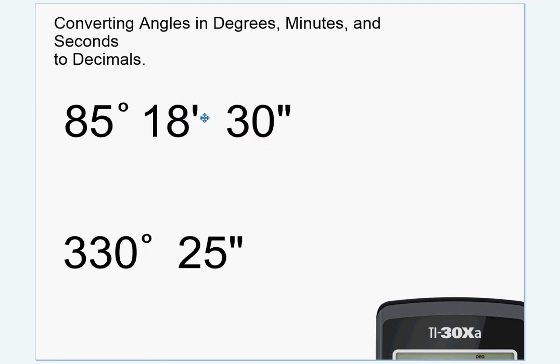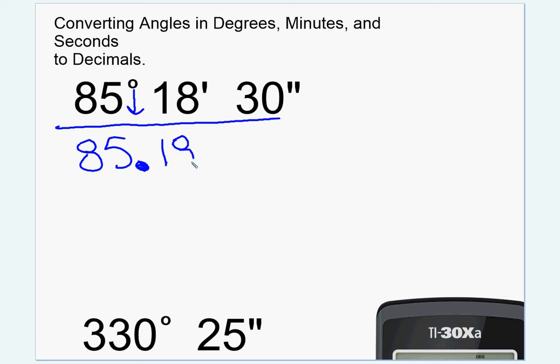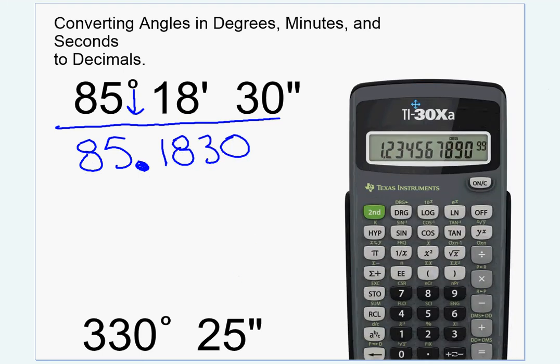Our minutes is this little apostrophe. The seconds is the quotation mark. So we're going to convert this from degrees and minutes and seconds into decimals, because that's useful when we're punching them in on the calculator. Now it is an easy transformation using the calculator. The first thing I'm going to do is rewrite this, and I'm going to imagine that degree sign is going to come down and turn into a decimal point. So that's going to be 85.1830.